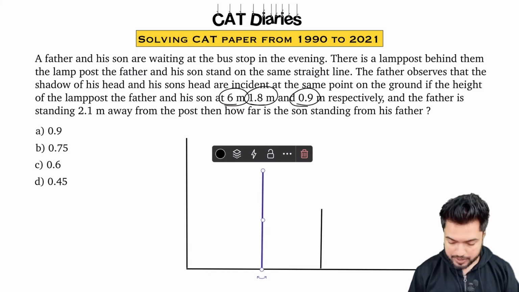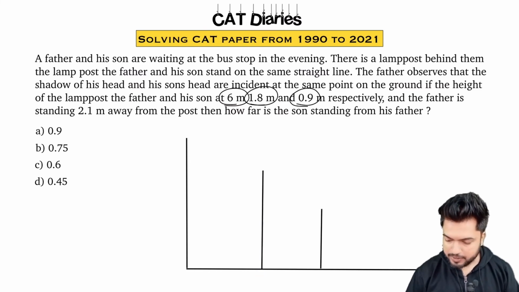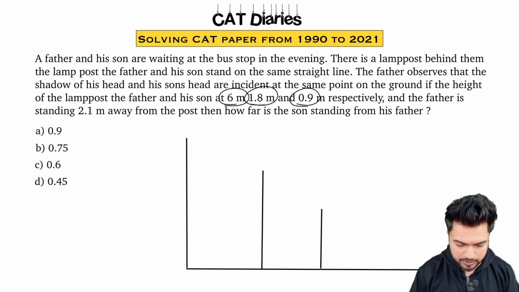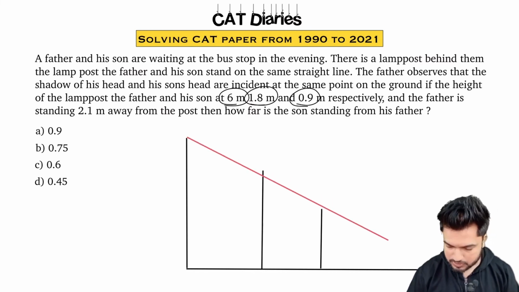Now you can see there are many similar triangles that will be made here. So how is their shadow falling? Let me just change the color. Their shadow is falling something like this here.